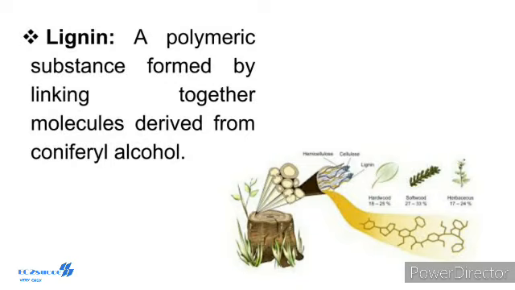Another one, lignin, a polymeric substance formed by linking together molecules derived from coniferyl alcohol. Sclerenchyma is a simple permanent tissue of dead and highly thick-walled cells. The thickening of cell wall may be made up of cellulose, lignin, or both. Several unlignified or unthickened areas called pits are often present on the wall. At maturity, these cells lose protoplasmic contents and become dead. Often the thickening in the cell is so much that the central cavity is obliterated.